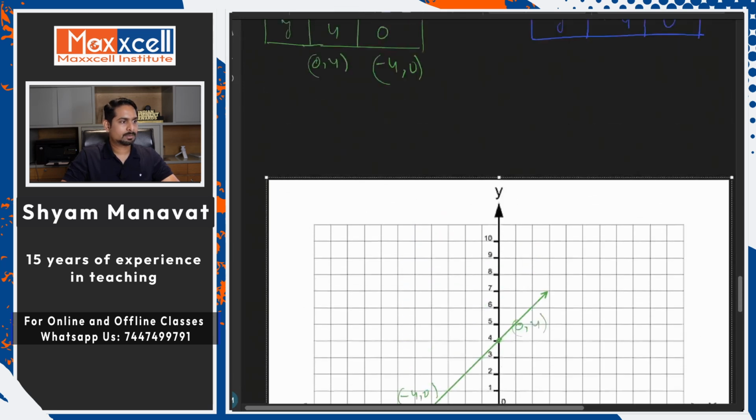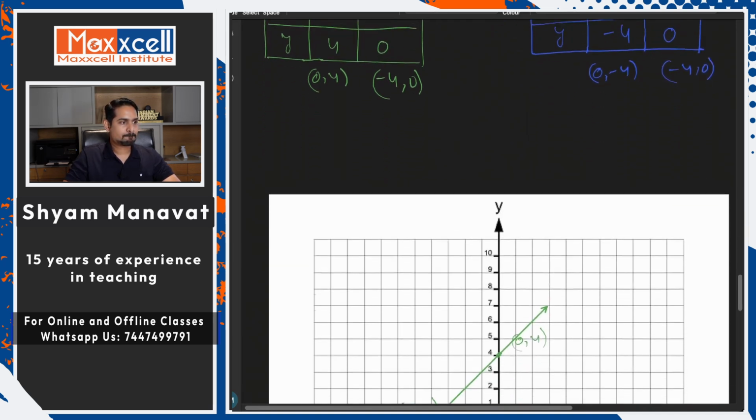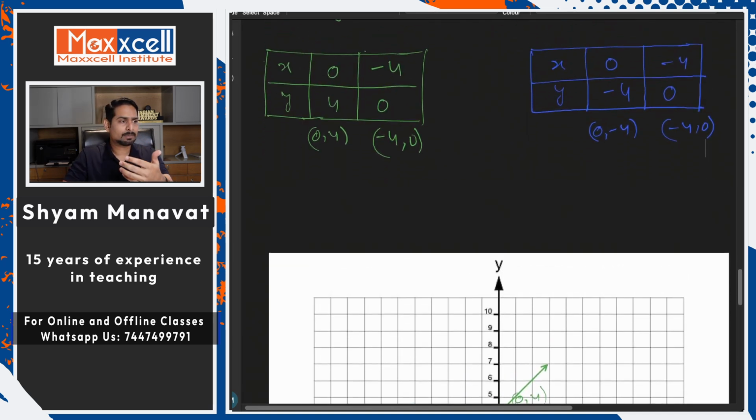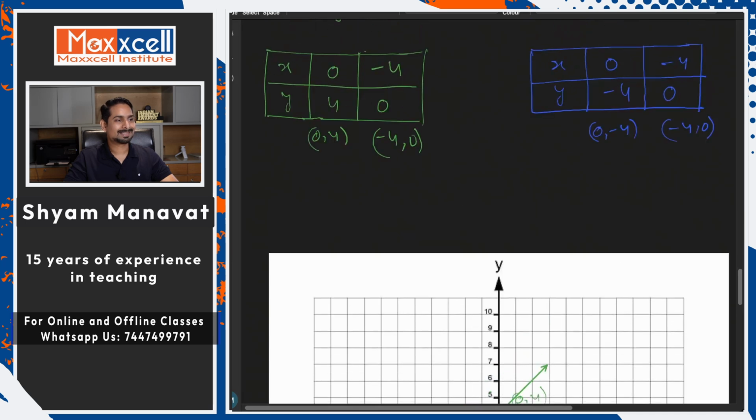Okay. Go to the next one, second equation, where we have 0, minus 4 as one coordinate and minus 4, 0 as the second coordinate. You can substitute any other value also apart from this 0 and something. That's completely on you. Answer will still remain the same. So no worries.